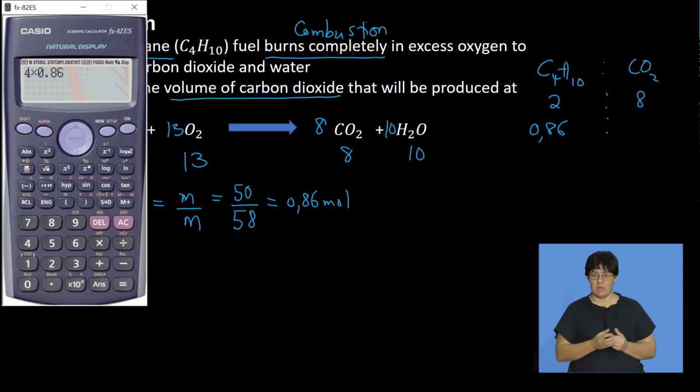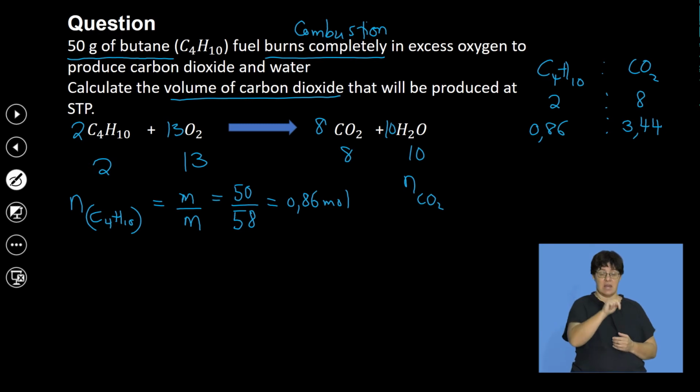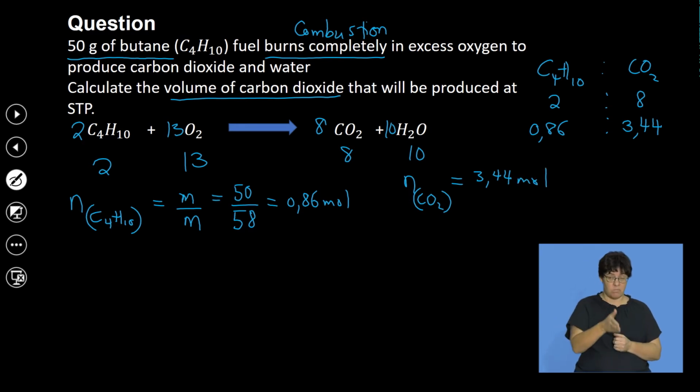So if we're looking for 4 times that, it's going to be 4 multiplied by 0.86. Where am I getting the 4? Where are we getting the 4? If 2 produces 8, it means 1 will produce 4, okay? So we get a decimal fraction of 3.44 moles, right? So this will produce 3.44 moles. Now we're asking ourselves that if the moles of carbon dioxide is equal to 3.44 moles, okay, what volume will be occupied by that number of moles of carbon dioxide?